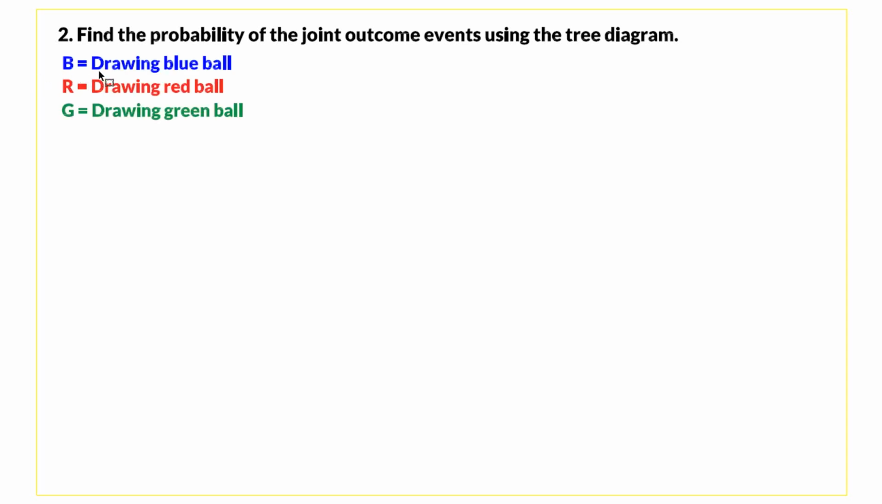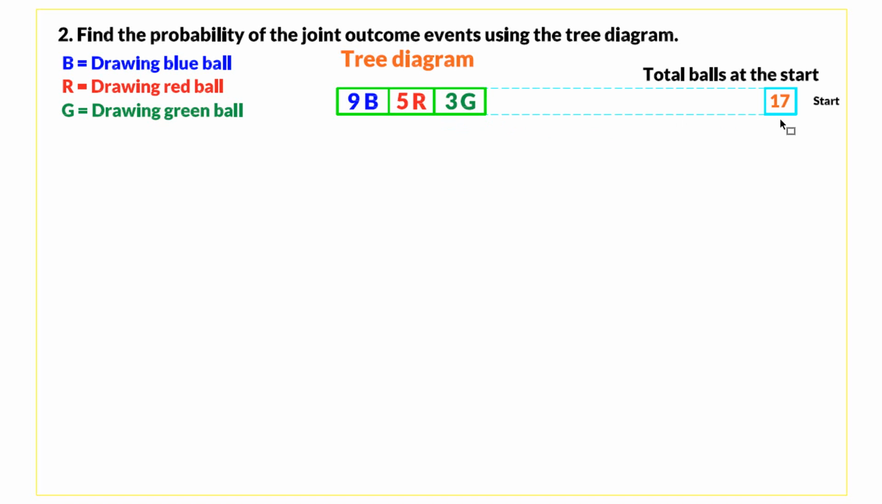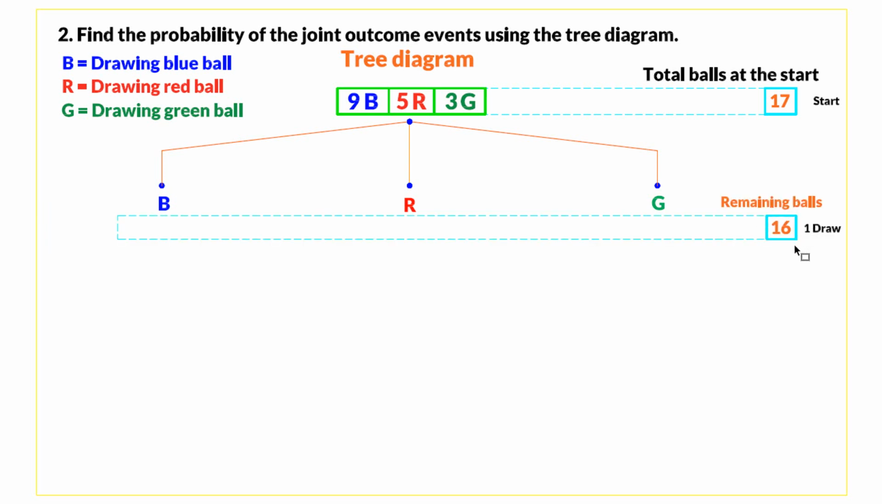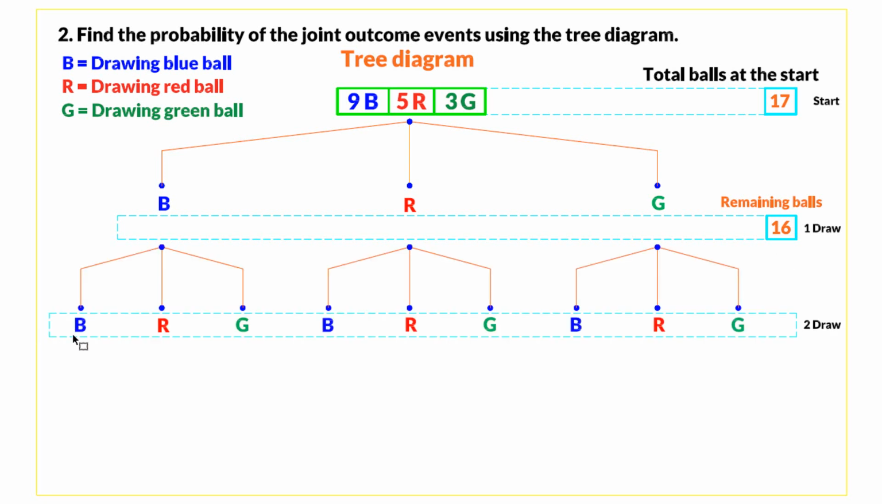So let B represent drawing a blue ball, R represents drawing red ball, and G represent drawing green ball. So we are starting with 9 blue, 5 red, and 3 G. And the total number of balls is 17. In the first draw, we may pick blue, red, or green, and the total number of balls after the first draw is 16 balls.